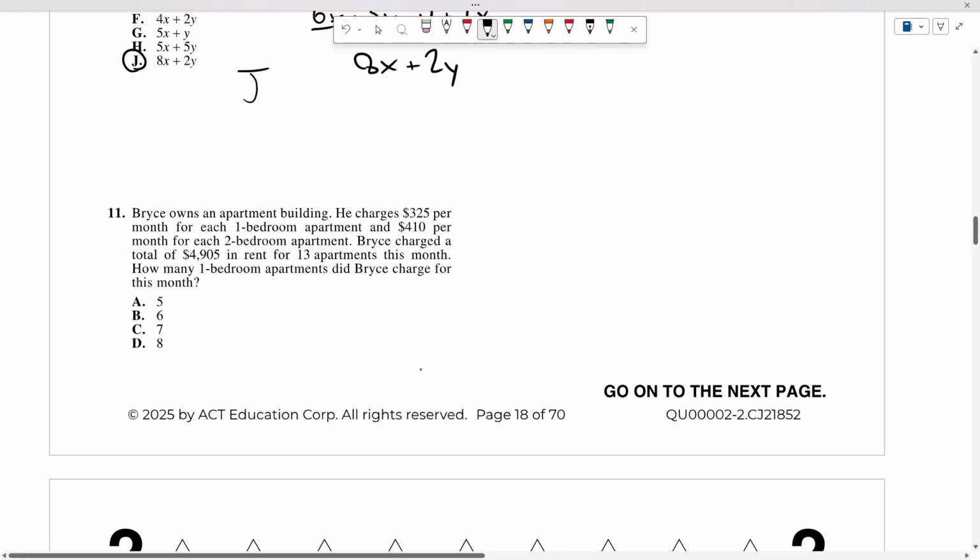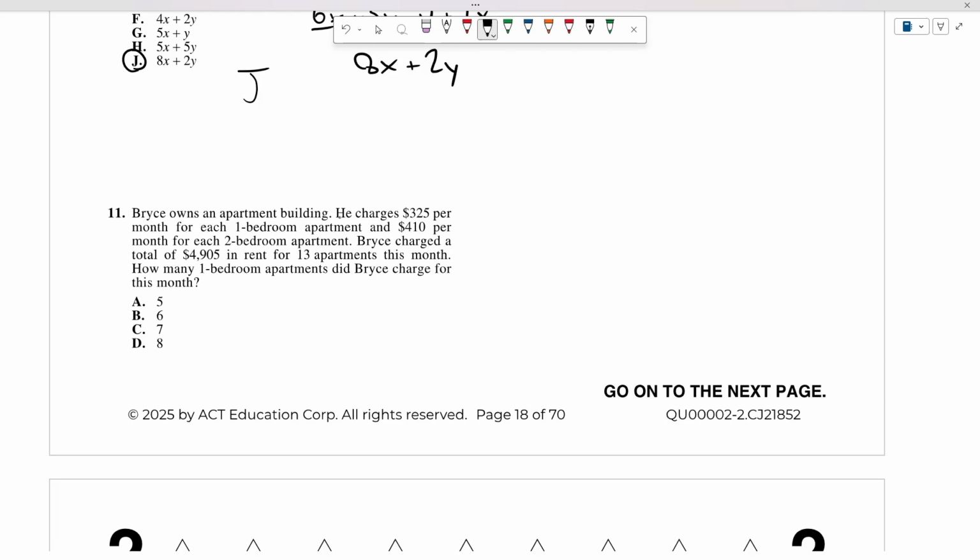Number 11, Bryce owns an apartment building. He charges $325 per month for each one bedroom apartment and $410 per month for each two bedroom apartment. So most of you reading this question will probably recognize that this is a system of equations, okay? And I have a really neat trick for solving systems of equations that makes it totally easy. All you have to do for these questions is set up a system, okay? And once you set up the system, you can solve it really easily, okay?